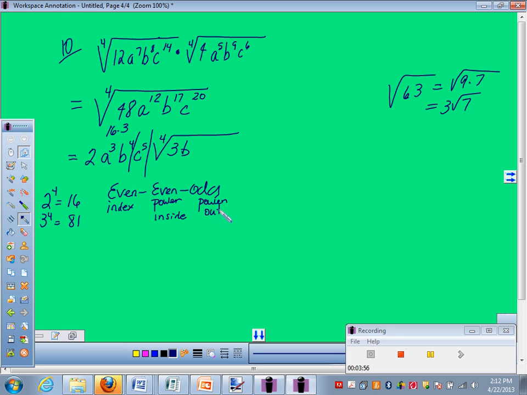So it has to be an even power when it's inside the root and turn out to be an odd power when it's outside the root.